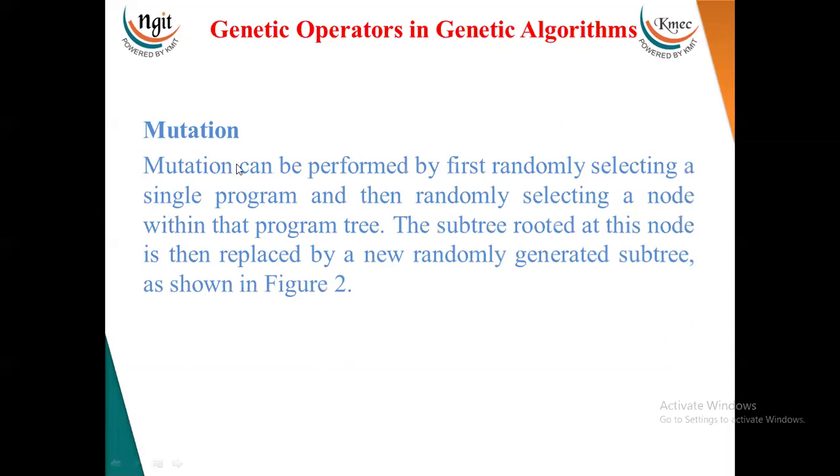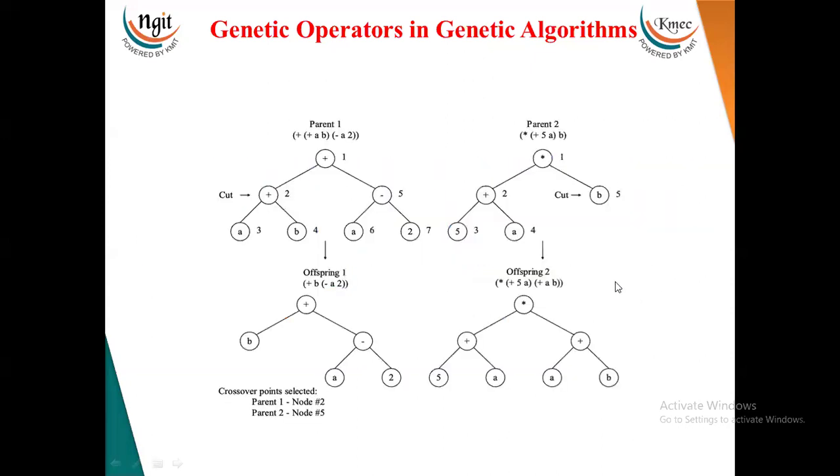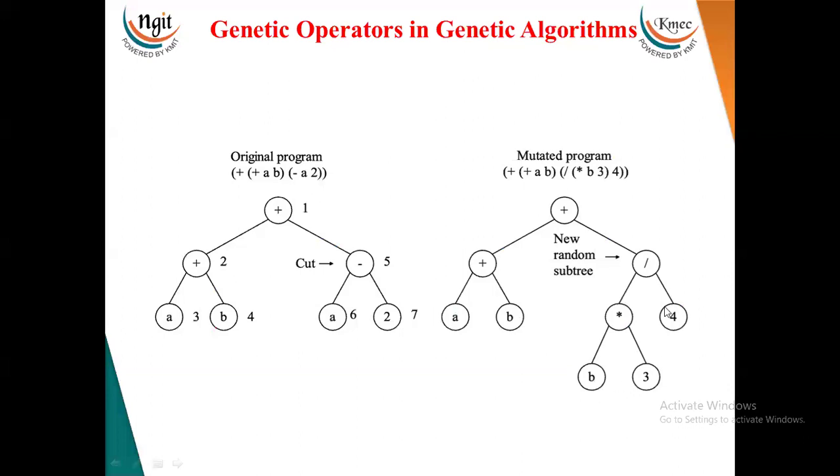Finally, mutation. After selecting this one, if it is not working properly, I will change some part. In this example, the original was this. I am cutting this particular thing, then adding this particular part. So mutate means these two are combined in order to get the complete tree. Here I am cutting this particular edge and adding a new random subtree. I can add any subtree, and in the mutated one I am doing this, when the original is not performing the required task. So this is called mutation.